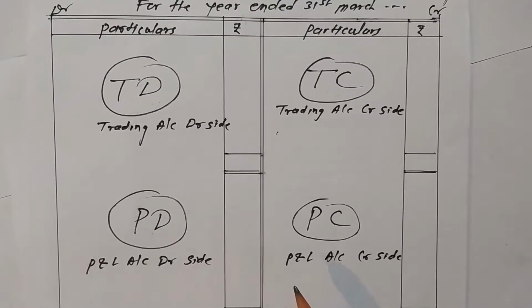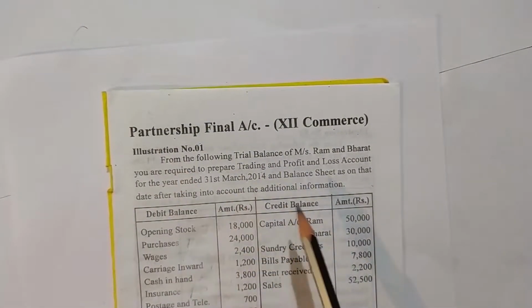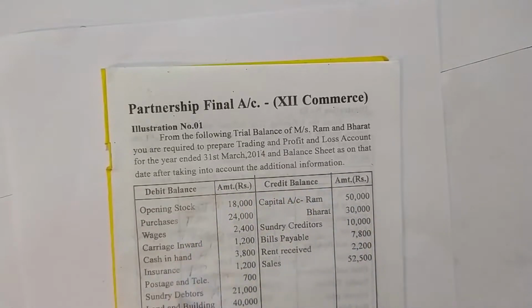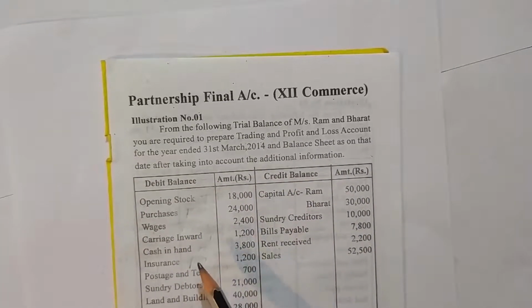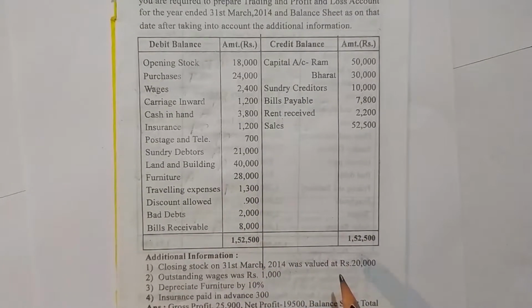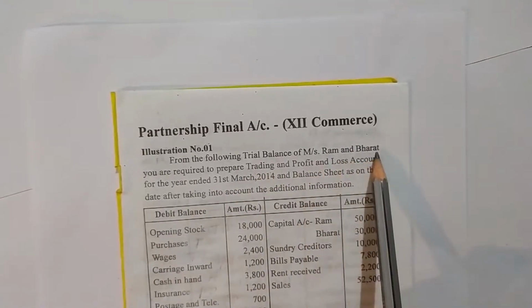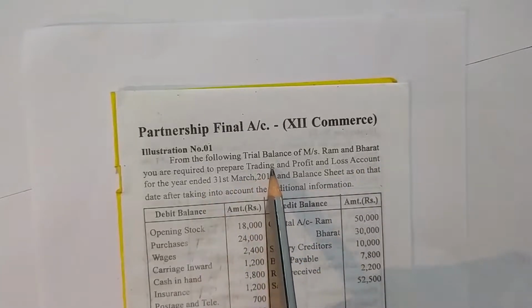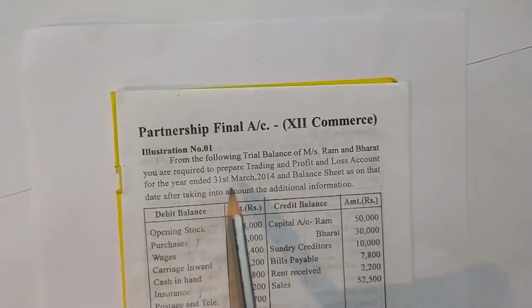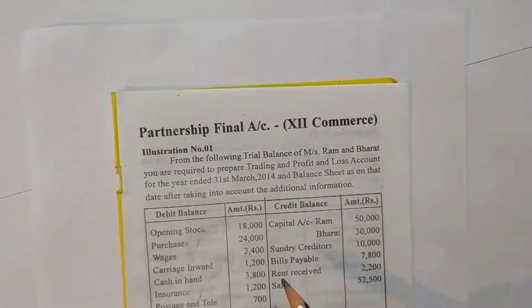Now we go to actual questions given in the exams. Question number 1. First we read the complete question and give the proper placement to each item in the question. We know that every item in the trial balance has a single effect and an adjustment has a double effect. Now read the question first. From the following trial balance of Messrs Ram and Bharat, you are required to prepare the trading and profit and loss account for the year ended 31st March 14 and balance sheet as on that date. Now the trial balance is given.